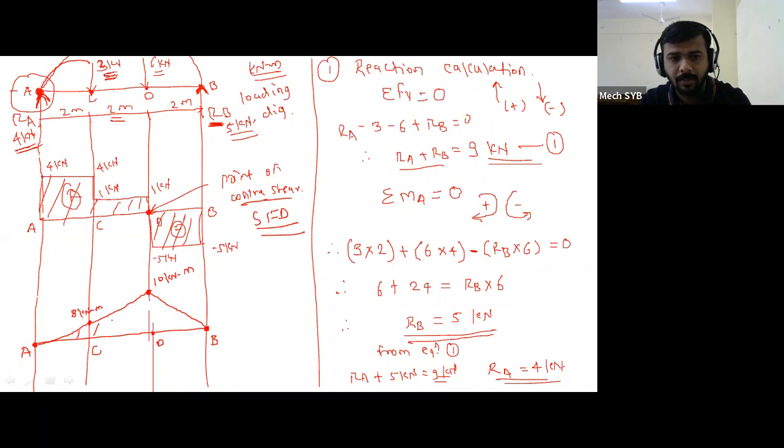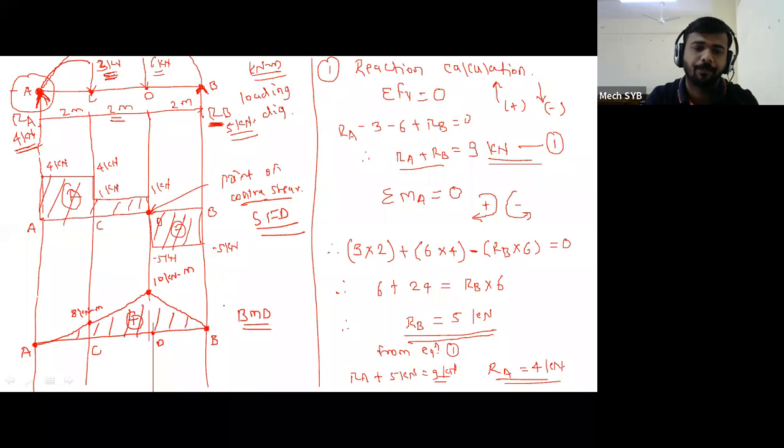And this is your bending moment diagram. Let's check our definition of point of contraflexure. Second definition: what is the second definition? It is the point at which shear force is 0.